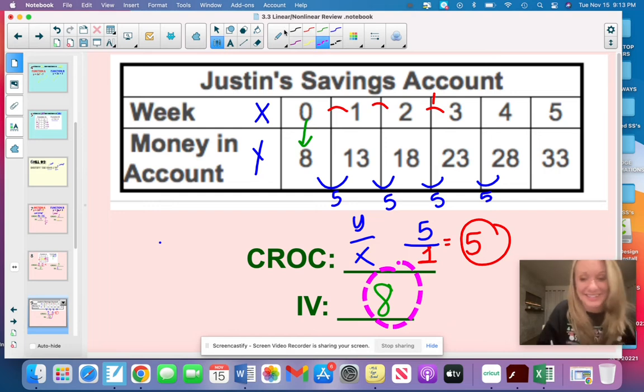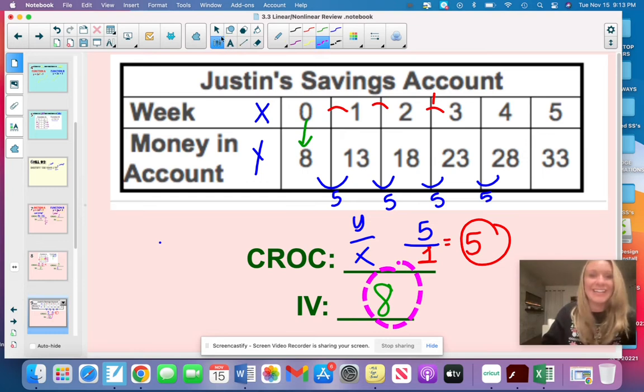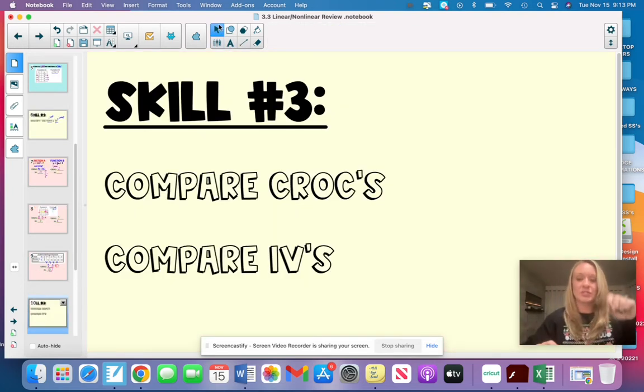Oh gosh, Scott just texted me saying, why are you so excited about math at 9 p.m.? Well, that's my job. That's me, because I love you guys and I love math. That's why.